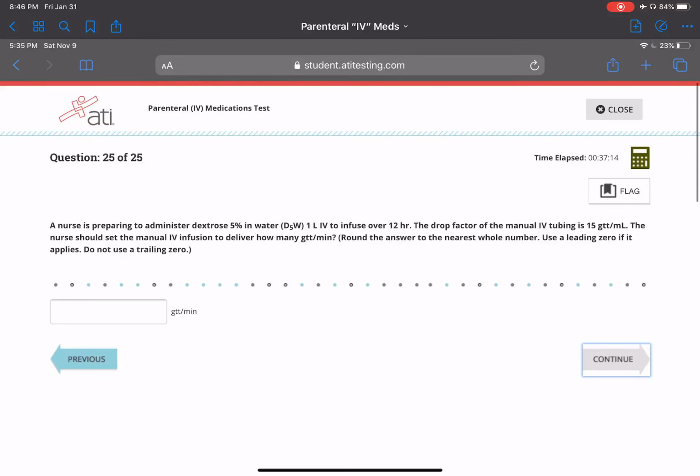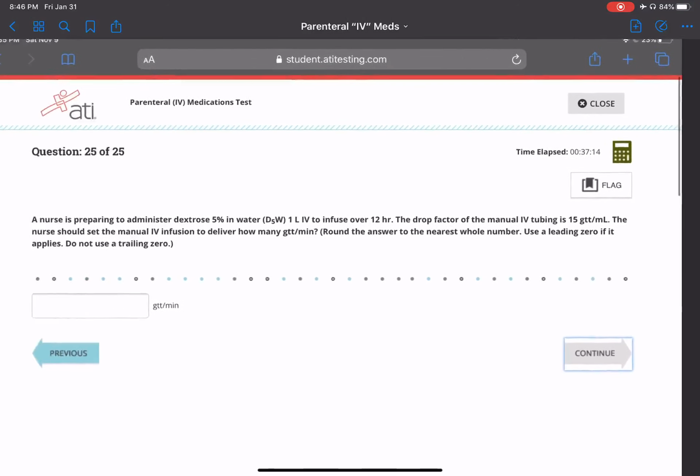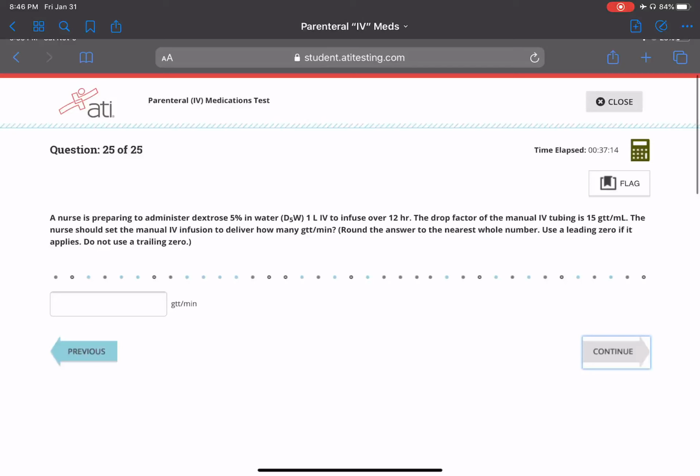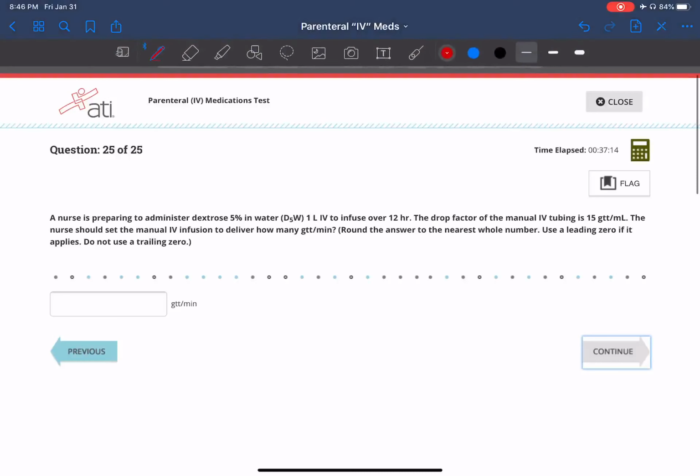All right, let's see what the answer is. Of course, I didn't screenshot the answer. I hate my life. Oh no. So it looks like we are going to solve it together.